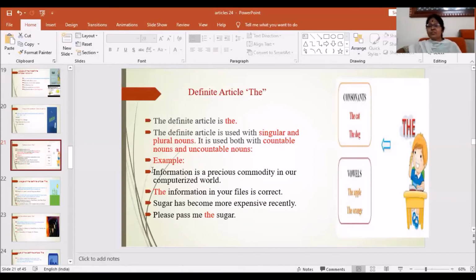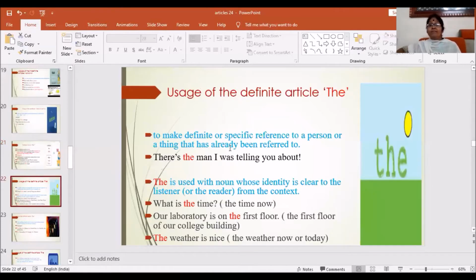Now, information is not countable. But when I use this in this sense, the information in your files is correct, here I'm specifying. Say, sugar has become more expensive recently. It is uncountable. Then please pass me the sugar. I'm talking about a particular thing, so there I have specified. So with this we understand that the definite article can be used before singular, before plural, countable and non-countable. Right?